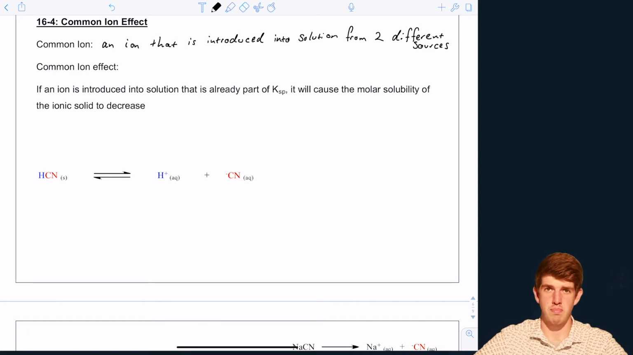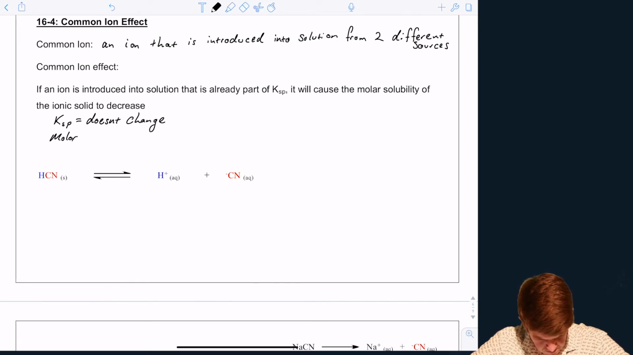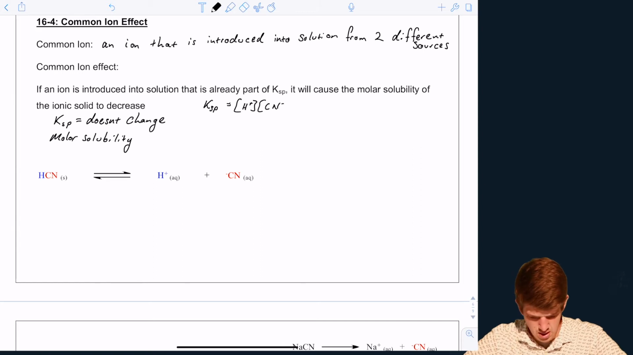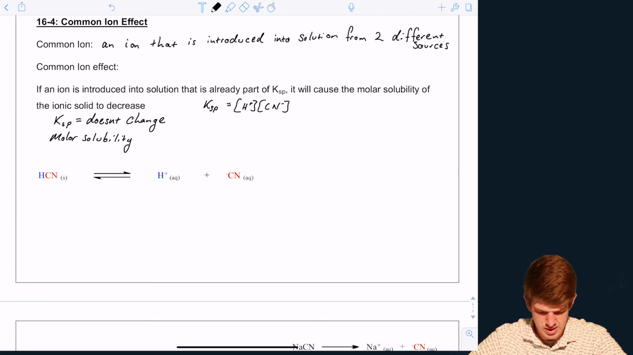Here's the key point here. And you might not understand it right away, but we'll be working on understanding it. KSP is not going to change, but the molar solubility of the ions will change. So if I have the equation KSP is equal to, let's say here we have HCN, I have H plus and CN minus, well, I have some set KSP value. So this KSP value is not going to change.